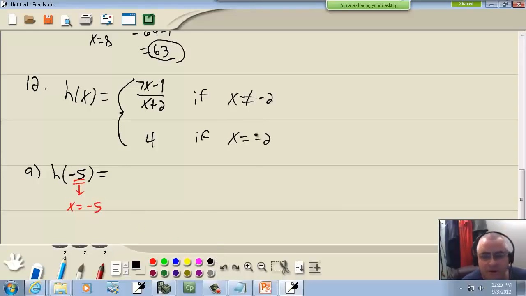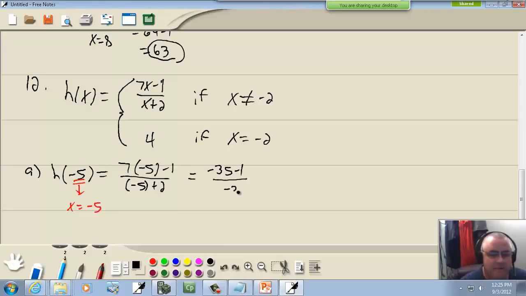So we come up here and compare it against our conditions. Is negative 5 not equal to negative 2, or is negative 5 equal to negative 2? Well, it's not equal to, so we're going to plug that into our first piece. So again, where our x is, we put in parentheses, and we're going to plug in the negative 5. Well, 7 times negative 5 is negative 35 minus 1. Negative 5 plus 2 is negative 3. That gives us negative 36 over negative 3, or it gives us positive 12.